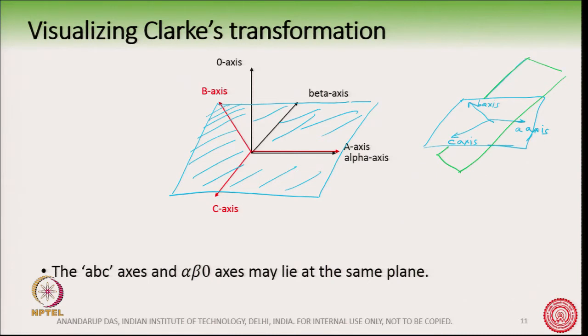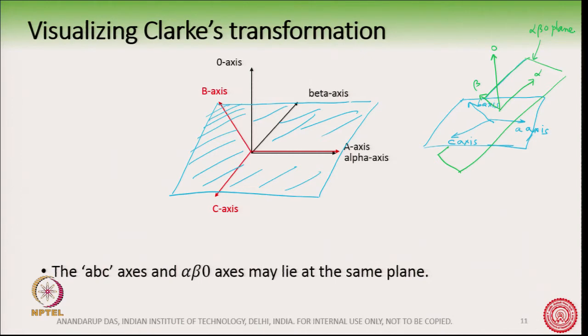This is another plane. In this plane, you have the alpha axis, the beta axis and a 0 axis. The 0 is 90 degrees to this plane. So, this is the alpha, beta, 0 plane in the most general case.